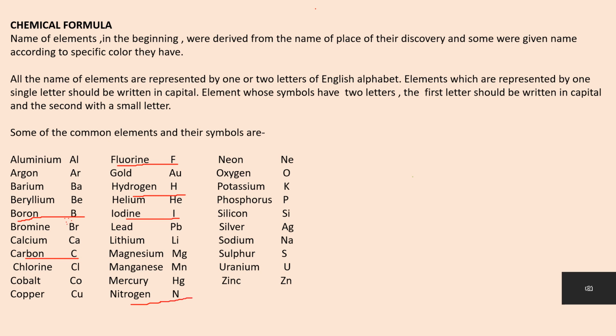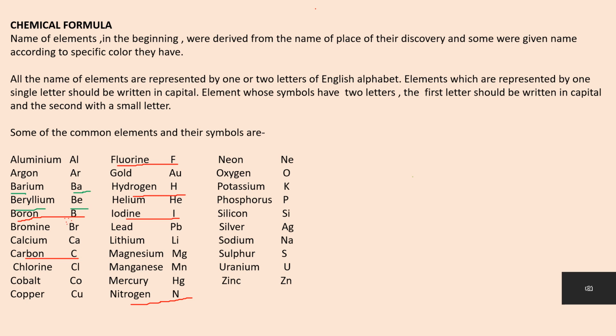If the first letter of the name of elements are same, as in barium and beryllium both begin with B, then they are represented by the first and the second letter of their names. Barium is represented by Ba and beryllium is represented by Be.